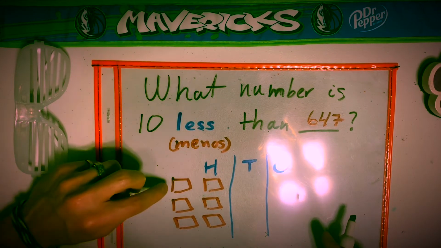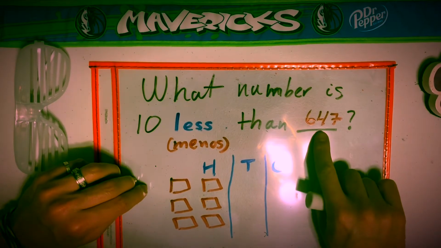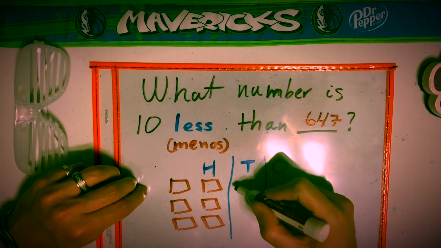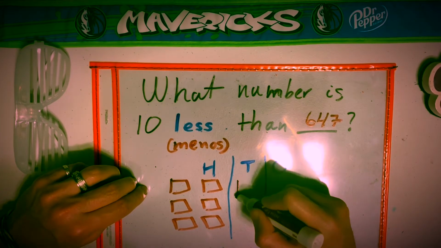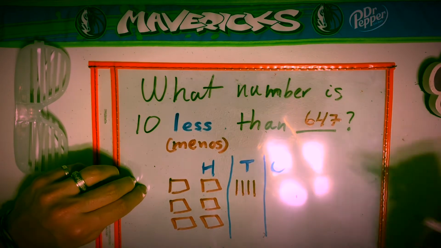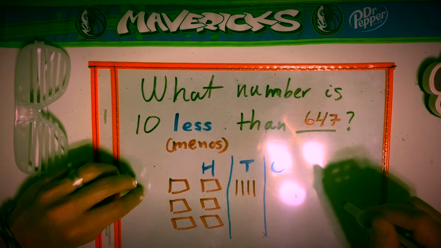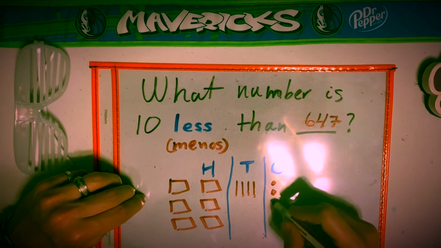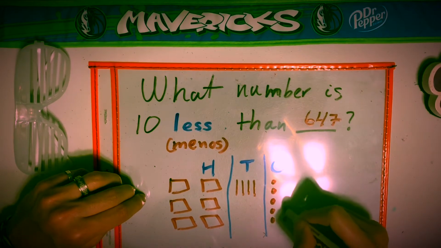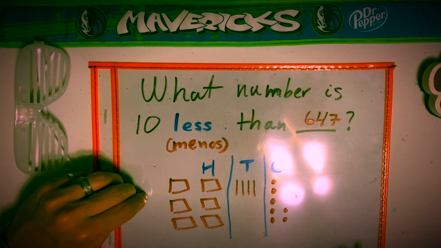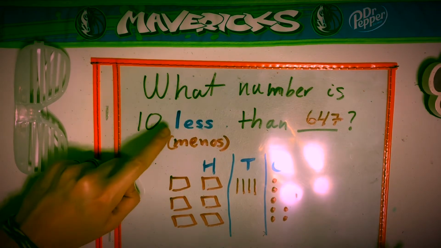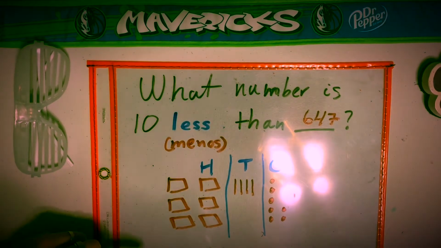Can you make your own 600? Very good. So how many tens does Mr. Hernandez have? Mr. Hernandez have 4 tens. So I'm going to draw 4 tens. Cuatro decenas. 1, 2, 3, 4. And how many ones do I have? Remember, this is my favorite number. I have 7 ones. 1, 2, 3, 4, 5, 6, 7. Very, very good. But remember, our work today is to find out 10 less than 647. So the number sentence should look like this.